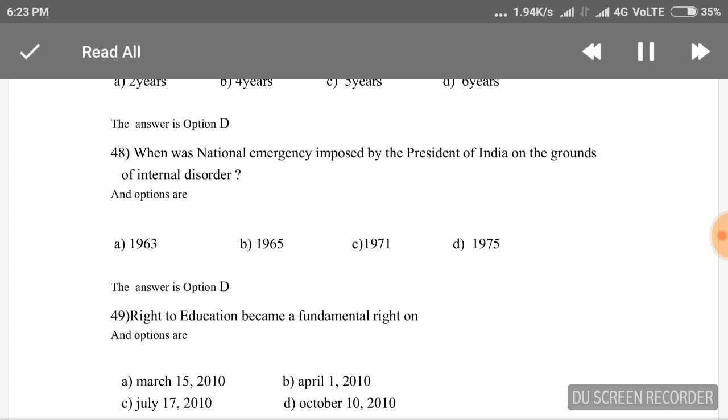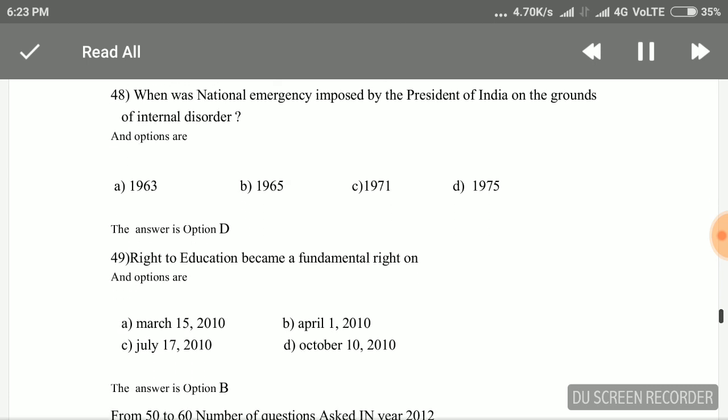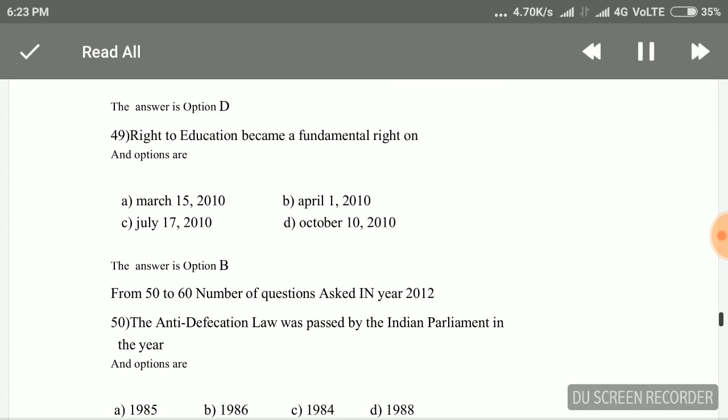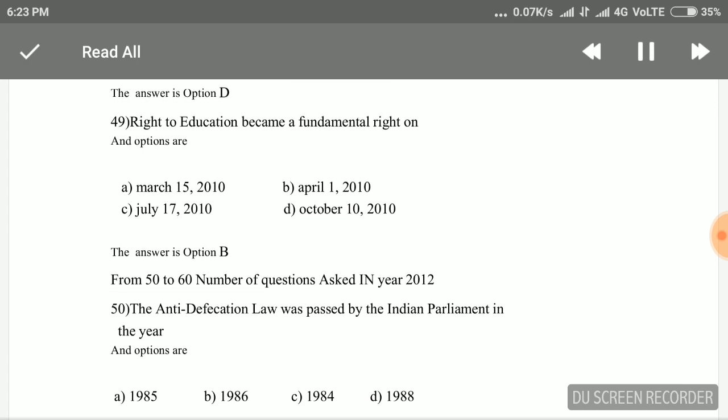49. Right to education became a fundamental right on. Options are A. March 15th, 2010. B. April 1st, 2010. C. July 17th, 2010. D. October 10th, 2010. The answer is option B.